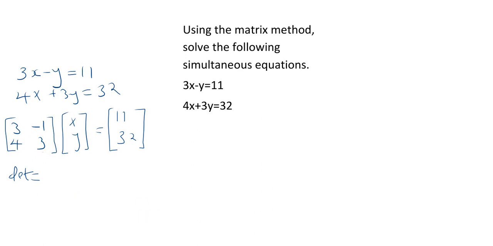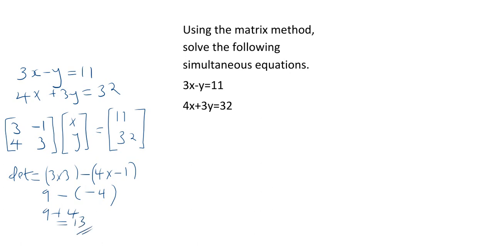So that gives us 3 times 3. We subtract 4 times -1. This will give us 9 minus 4. Minus and minus gives us plus, so 9 plus 4. This gives us 13. That is the determinant.